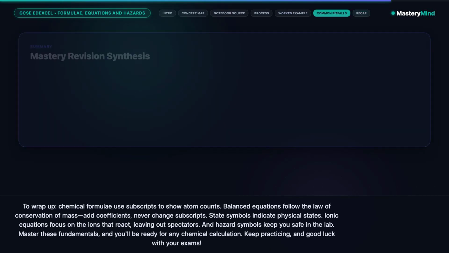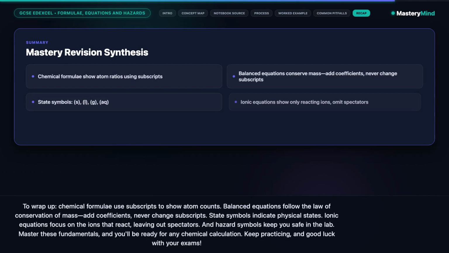To wrap up, chemical formulae use subscripts to show atom counts. Balanced equations follow the law of conservation of mass. Add coefficients, never change subscripts. State symbols indicate physical states. Ionic equations focus on the ions that react, leaving out spectators. And hazard symbols keep you safe in the lab.